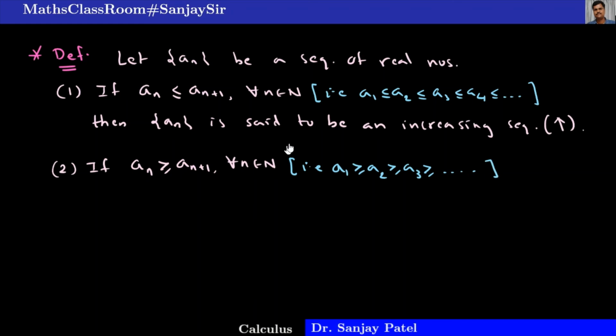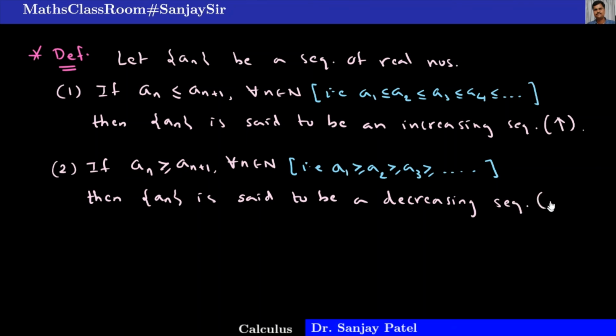In such a case, we call an a decreasing sequence. So then an is said to be a decreasing sequence, and we write the down arrow for a decreasing sequence. So these two are very important classes of sequences, increasing sequence and decreasing sequence. If a sequence is either increasing or decreasing, it is said to be a monotonic sequence.